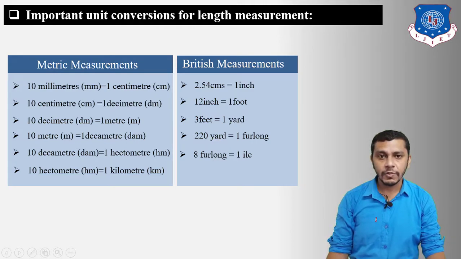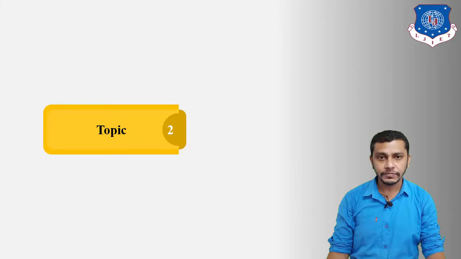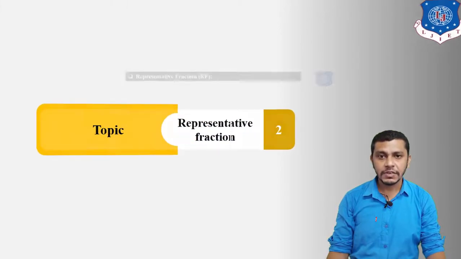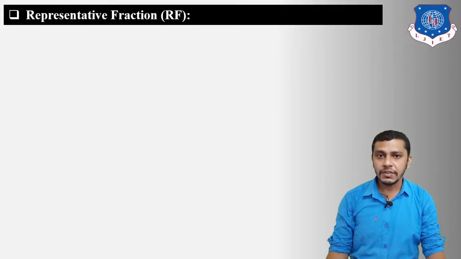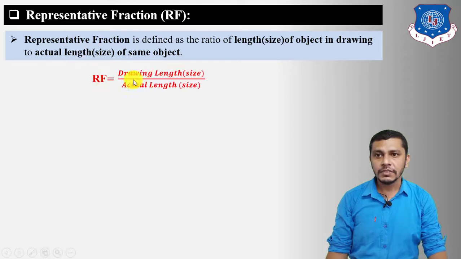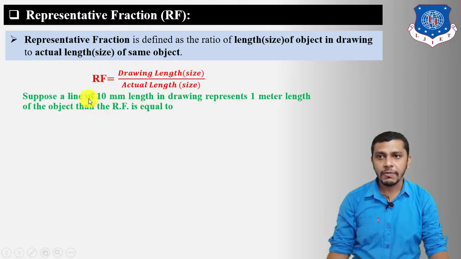Now let us move on to the next topic, representative fraction. So what is representative fraction? Representative fraction, RF, is defined as the ratio of the length or size of the object in the drawing to the actual length or size of the same object. So it is defined by RF is equal to drawing length or size upon actual length or size.